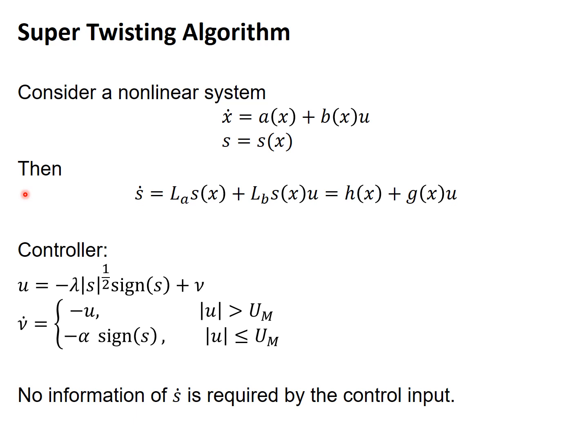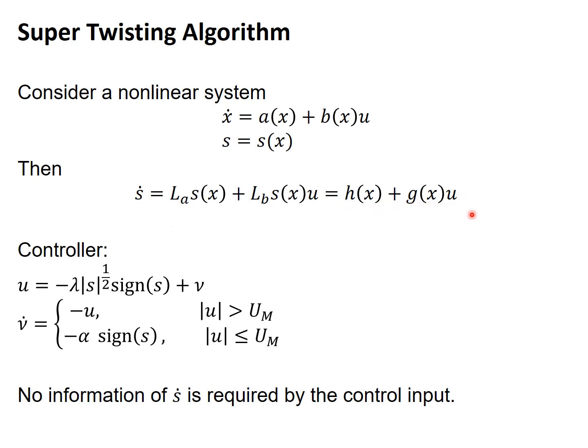So we will analyze the system, starting with some general nonlinear system. x dot is A(x) plus B(x)u, a control affine nonlinear system, and s is some S(x), which is a function of the states. Then your s dot will be L_A S(x) plus L_B S(x)u. If you do L_A S(x), you will have some function, we represent it with H(x). If you do L_B S(x), you will have some function, we represent it by G(x). So s dot equals H(x) plus G(x)u.